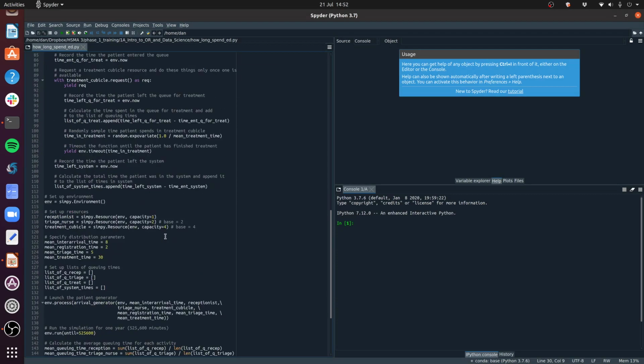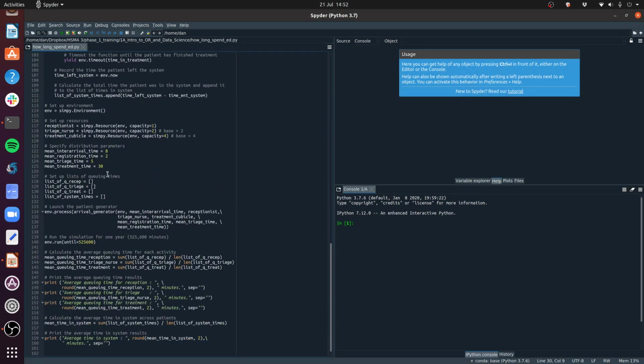So if I scroll down here, we've got a section where we define the parameters for the distribution. So we've got mean inter-arrival times. Our time units are effectively minutes, so there's 8 minutes here. Registration time, average registration time of 2 minutes. Mean triage time of 5 minutes, and a mean treatment time of 30 minutes.